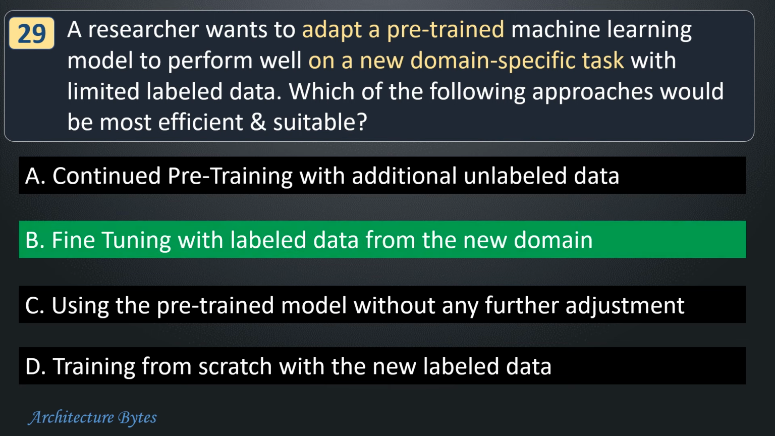Option B is the right answer here. Fine-tuning is appropriate for adapting a model to perform well on a specific task with labeled data. It caters to domain-specific training most efficiently. It could also be referred to as domain adaptation fine-tuning.